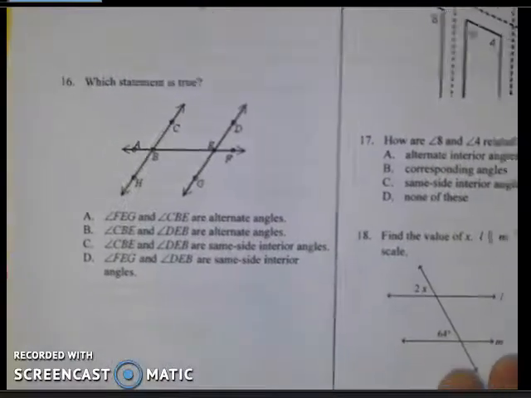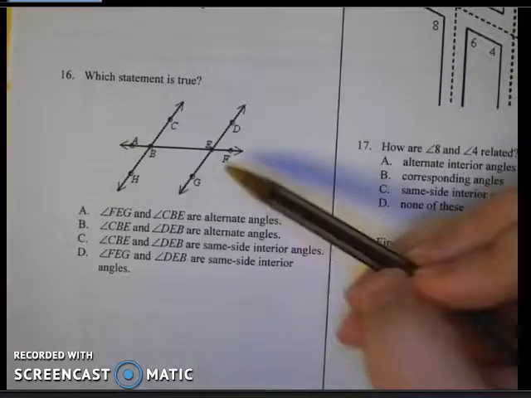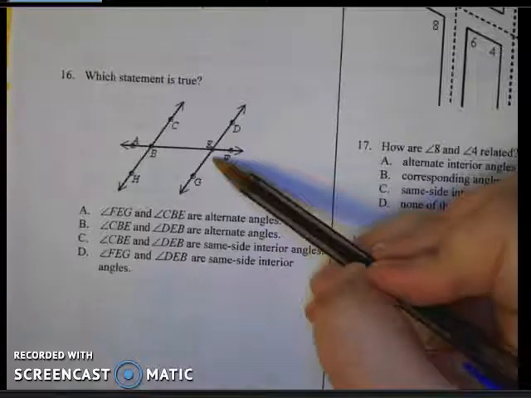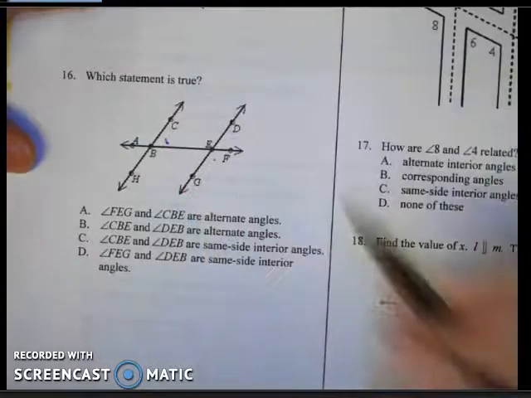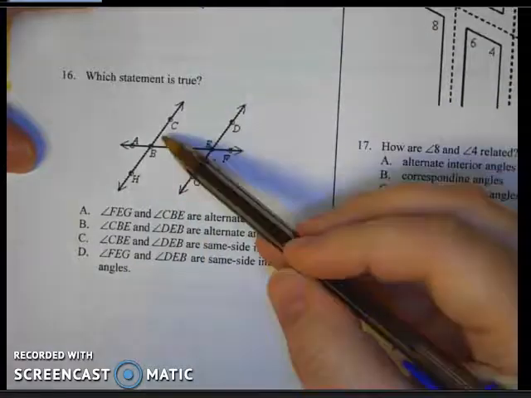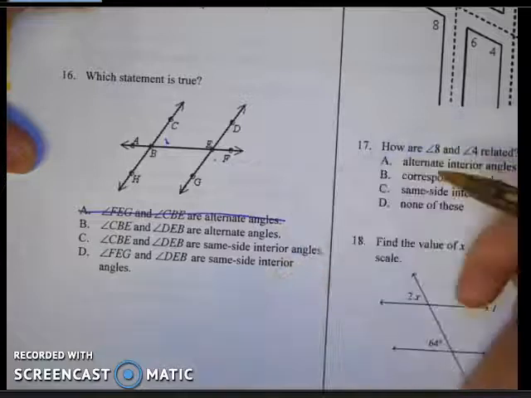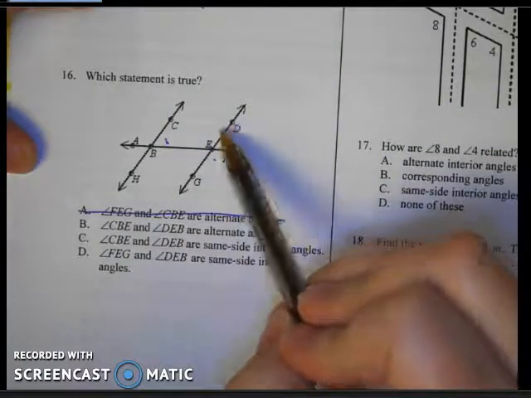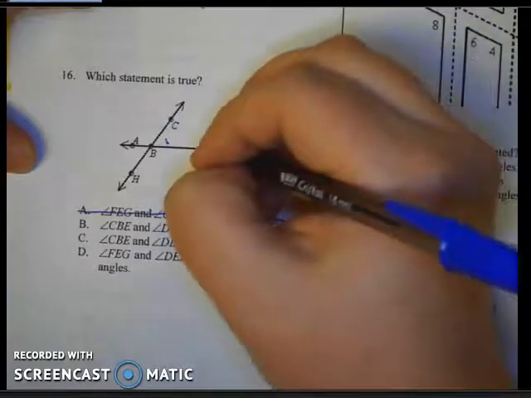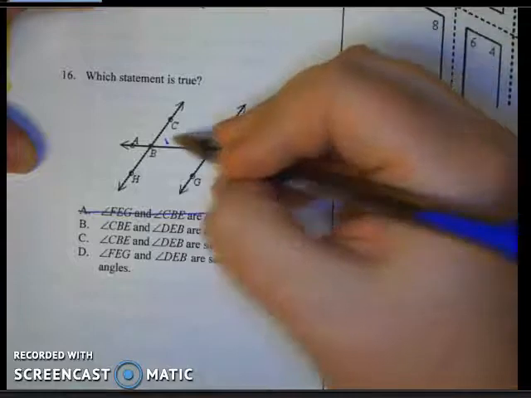Alrighty. Number 16. Which statement is true? Angle FEG, so we're talking about this angle, and CBE, this one, are alternate angles. One is on the interior, one is on the exterior, so that is not true. Angle CBE, so this same angle, and DEB, this angle, are alternate angles. They are definitely not. They are consecutive interiors.